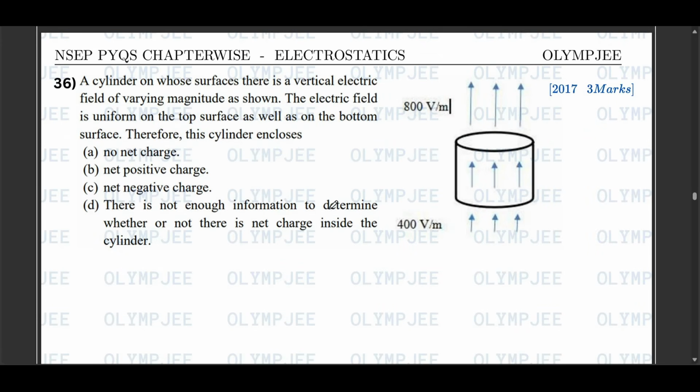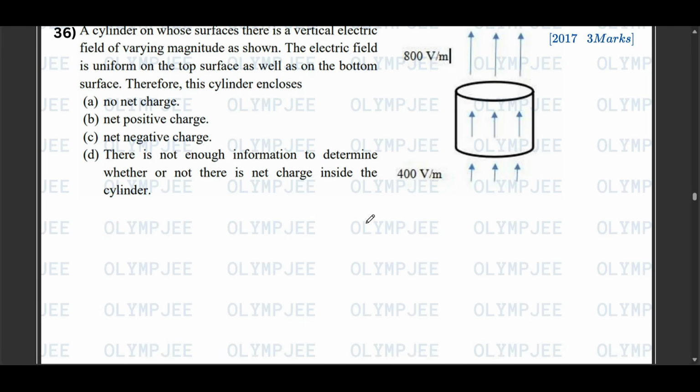Question 36 says that a cylinder on whose surface there is a vertical electric field of varying magnitude as shown. The electric field is uniform on the top surface as well as on the bottom surface. Therefore, this cylinder encloses... So we need to find the flux basically, because flux has two formulae, E dot product of A, and also Q in divided by epsilon naught. So from here, sorry, this is delta E.